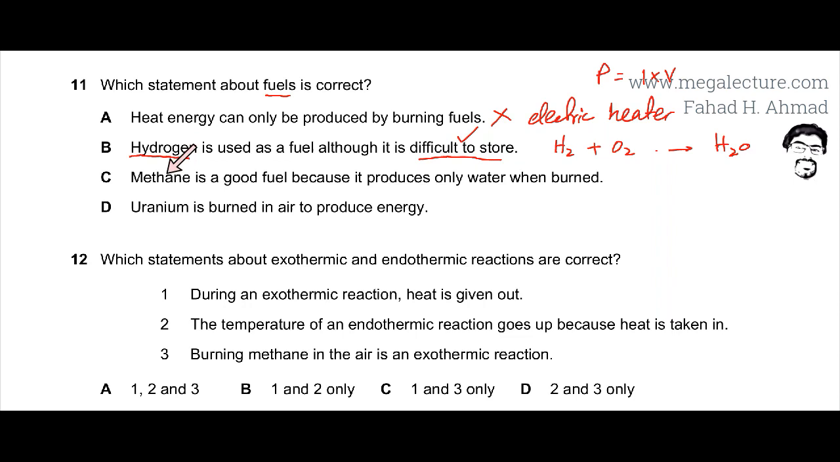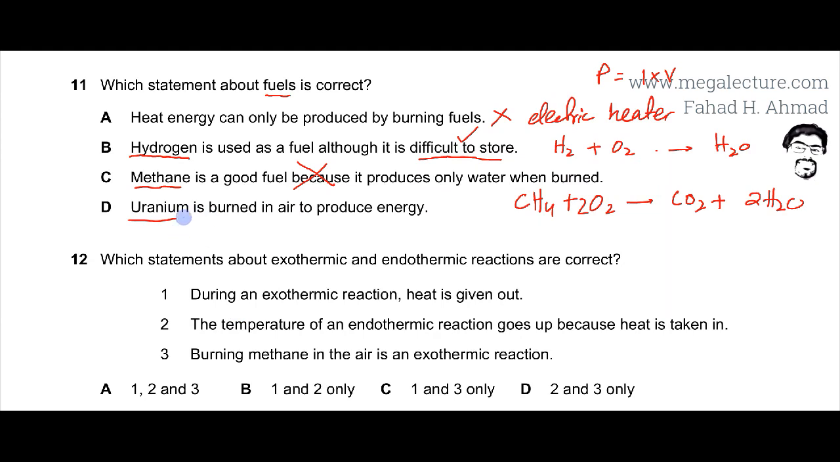The third option is methane is a good fuel because it produces only water when burned, which is incorrect. I have written the equation for the combustion of methane. It reacts with oxygen, produces carbon dioxide and water. So water is not the only product. There's carbon dioxide that is also produced. So this statement is also incorrect. Let's move to the last one. Uranium is burned in air to produce energy. Now, uranium is not burned. It's a nuclear fuel.